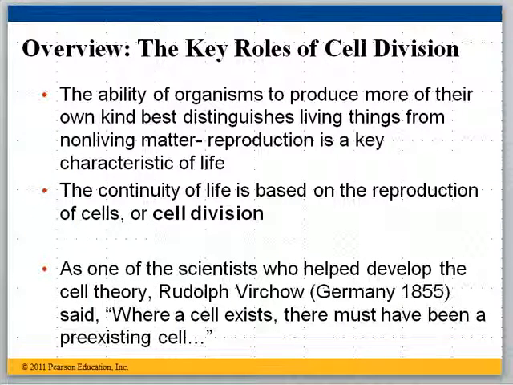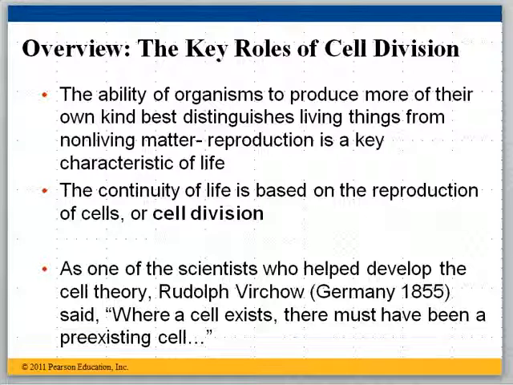The chapter overview says the ability of an organism to produce more of itself or more of their own kind is one of the distinguishing characteristics that tells you that something is alive. It distinguishes living things from non-living things. Reproduction is a key component of life. Rocks don't reproduce, plastic bottles don't reproduce, but living creatures, whether it's a single-celled amoeba or a tree or a dolphin or a human, they reproduce, they make more of themselves. The continuity of life is based on this reproduction and something that we're going to look at called cell division, where cells come from other cells.